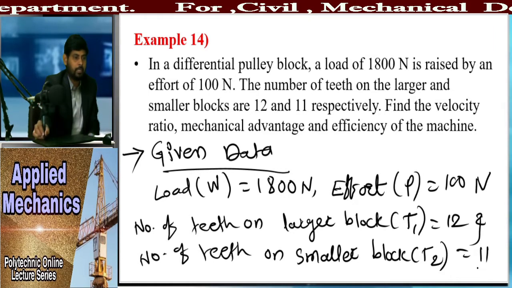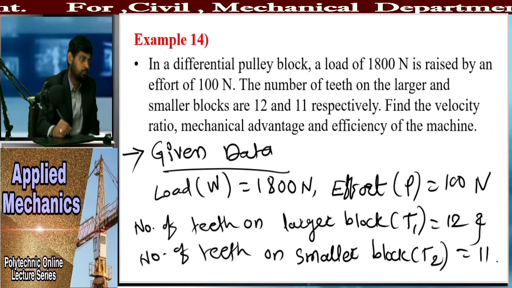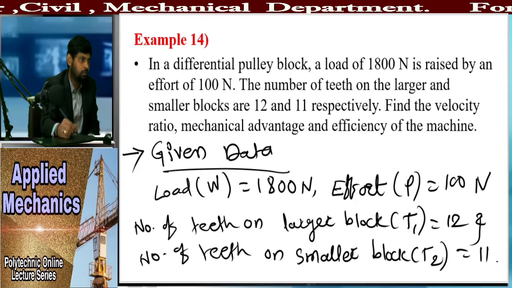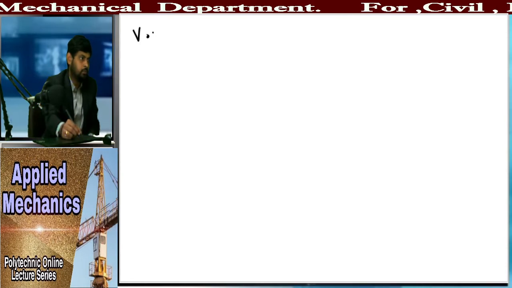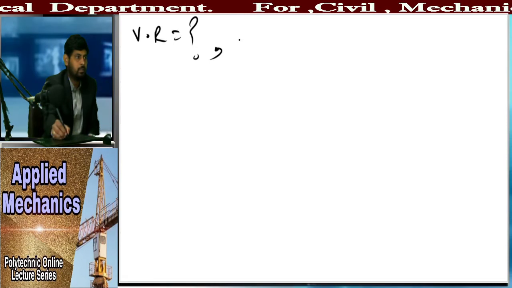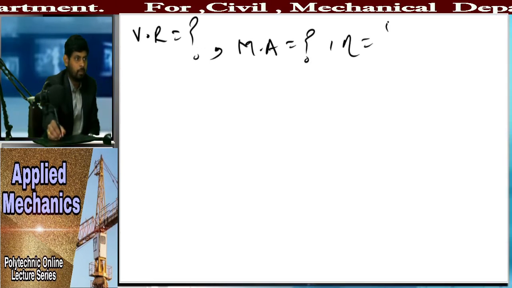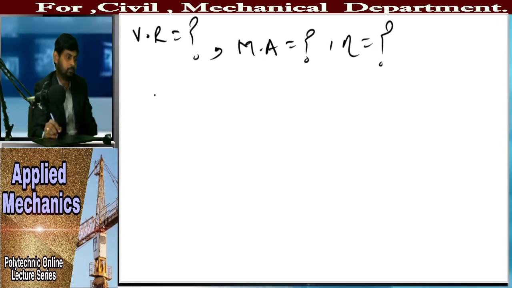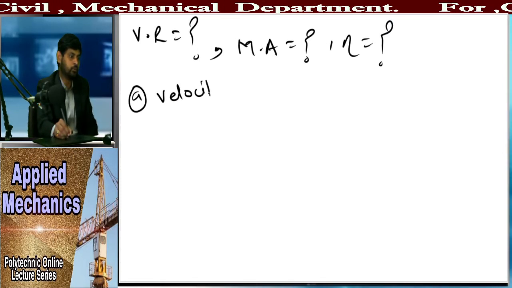So this is the given data, and what does the problem ask us to find here? We have to find the velocity ratio, mechanical advantage and efficiency. So here the VR is how much? After that, mechanical advantage is how much? And efficiency is how much? So we have to find these three terms. First thing we have to find is the velocity ratio.